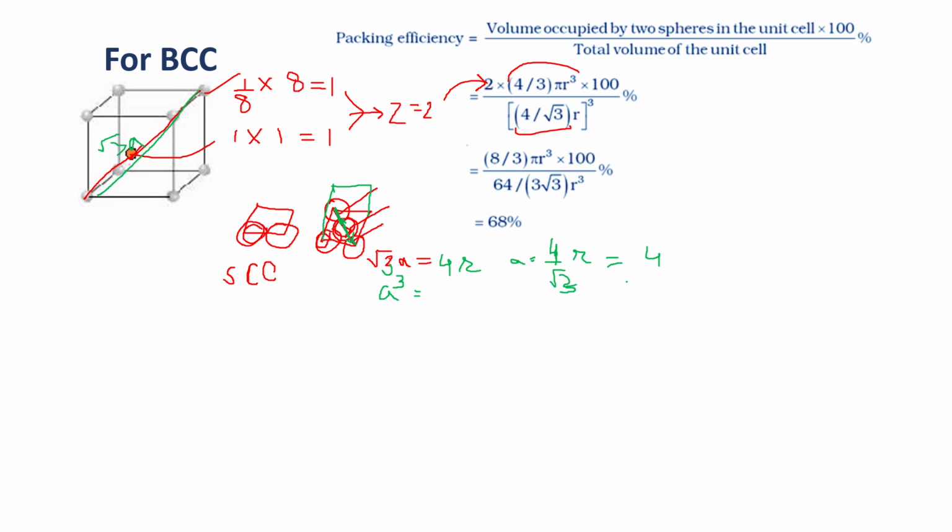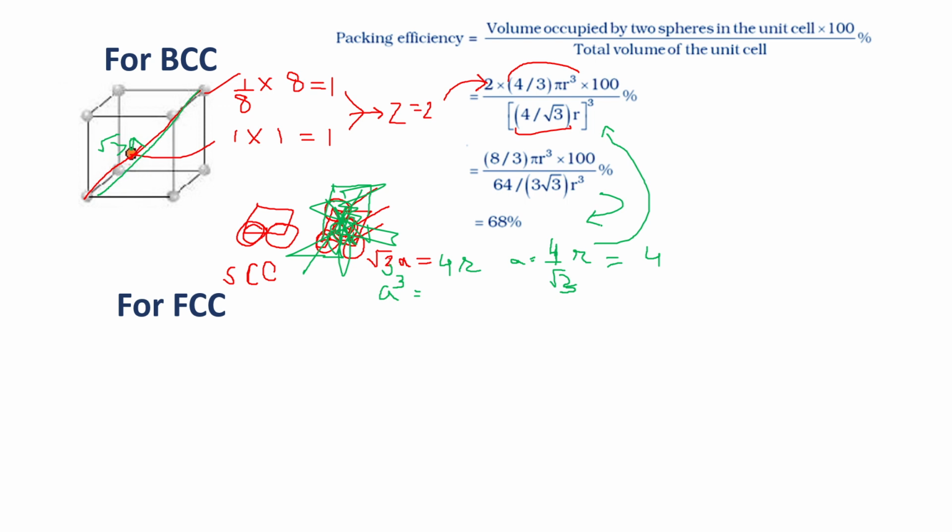So cubing this equation, we can write it like this. What I told you over here was actually for FCC, I made a mistake. It is actually under root 3a for BCC. So solving this equation, it comes out to be 68%.